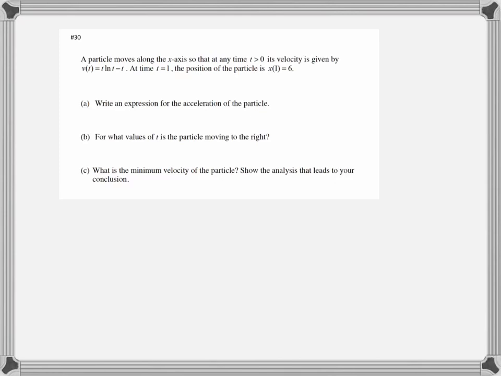All right. So acceleration, a of t is equal to v prime of t. So let's take the derivative of v of t. The derivative of t is 1 times ln t, so ln t, plus, doing product rule, t over t, so plus 1, minus 1, because I took the derivative of the t. So you get ln t. So a of t equals ln t.